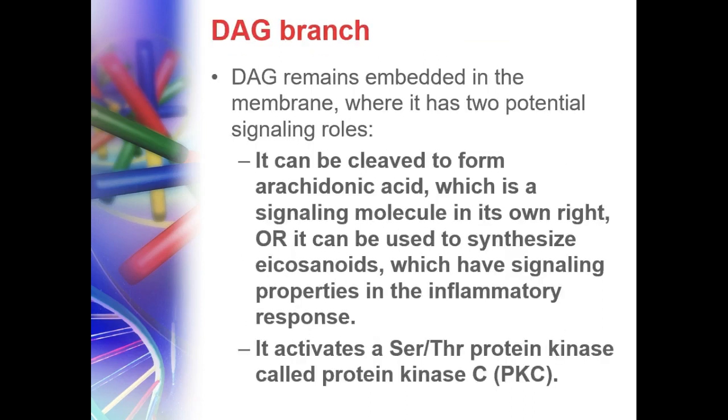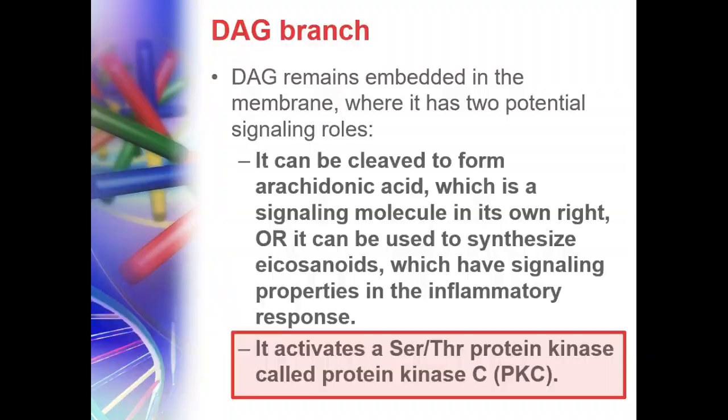Okay, so what about this diacylglycerol branch? We can do another hydrolysis to cleave it to arachidonic acid. That's also a signaling molecule, or we can use it to synthesize eicosanoids, which have signaling properties in the inflammatory response. You might remember this from nutrition, because there are certain dietary ways that we can influence this pathway. Or it can activate protein kinase C, another serine threonine protein kinase, which was shown on the last slide. So let's talk about that.